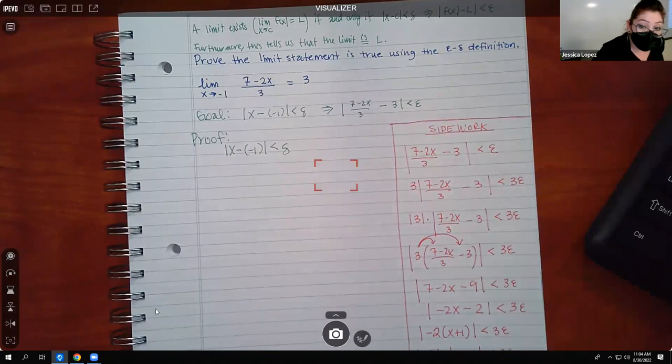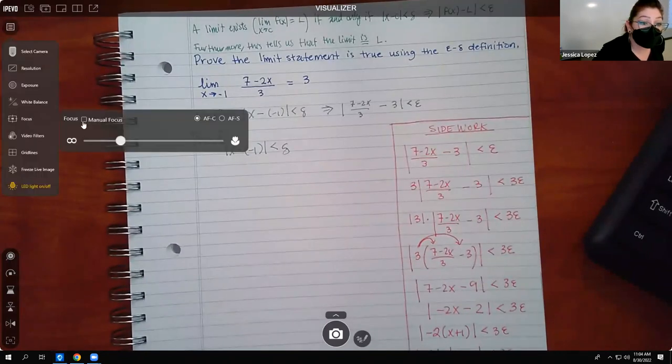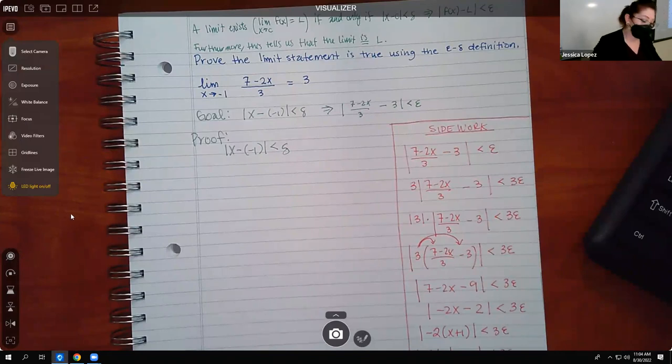There's a thing on the ball. I cannot do it. Aha, there it goes. I can stop doing this.